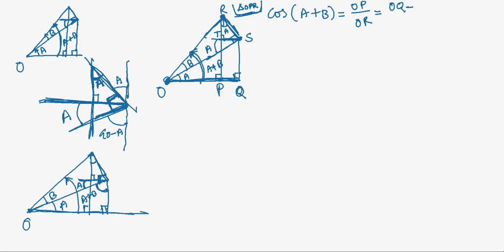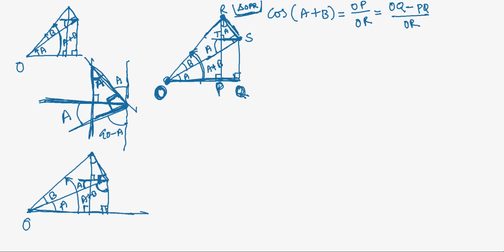No, PQ. Yes. OQ minus PQ. We are having the numerator, the adjacent side of the triangle OPR for the angle A plus B, as OP. So from here to here. But instead what we did, we went from O to Q and removed the PQ.